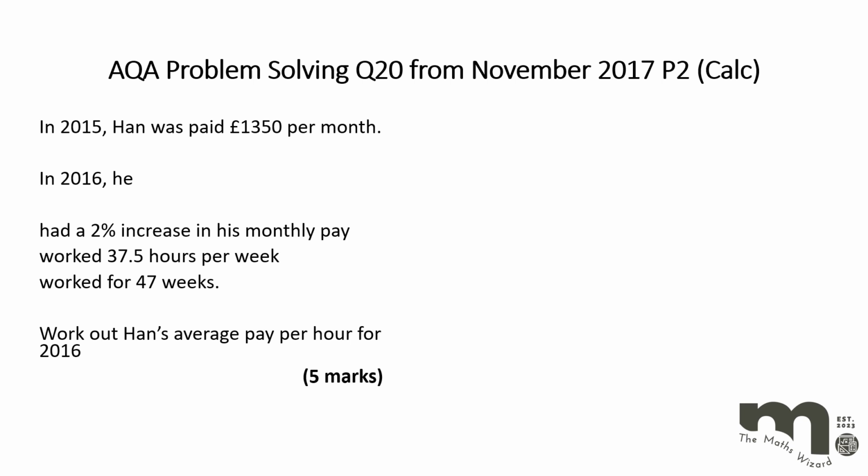So if we just have a look at the key pieces of information, it says in 2015 Han was paid 1,350 per month, so for 1 month's work. But then in 2016 he had a 2% increase in his monthly pay, and he worked 37.5 hours per week, but he only worked for 47 weeks. So the question is asking us to work out Han's average pay per hour for 2016, so after he's had his 2% increase. So if you pause your video and then we'll take a look at this.